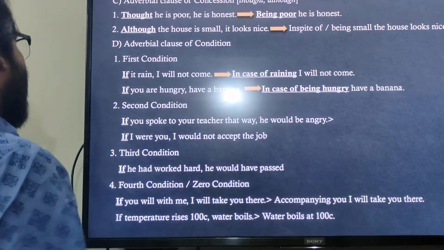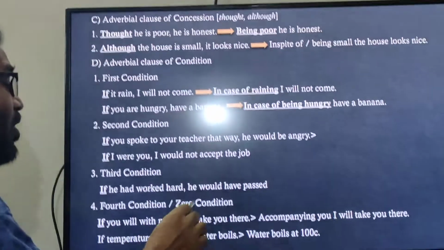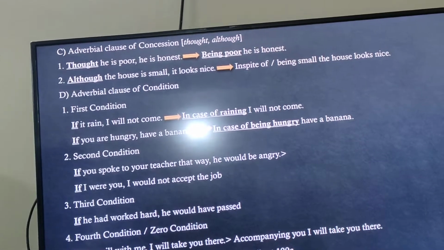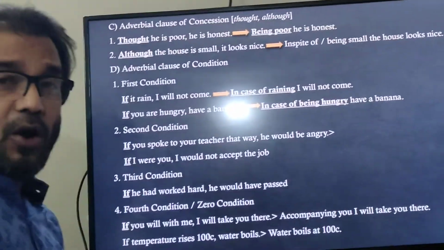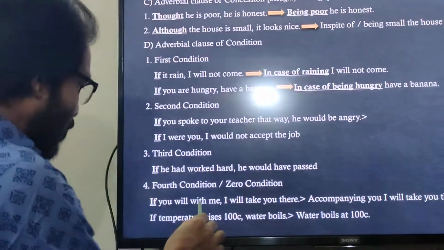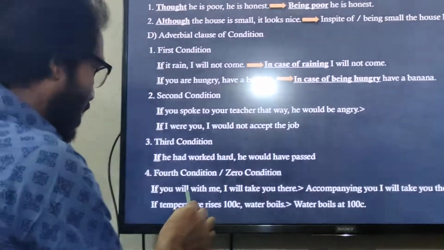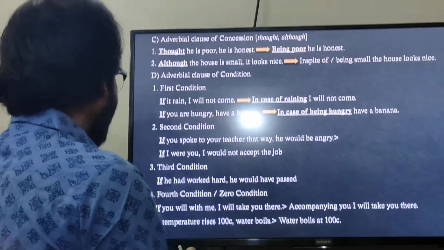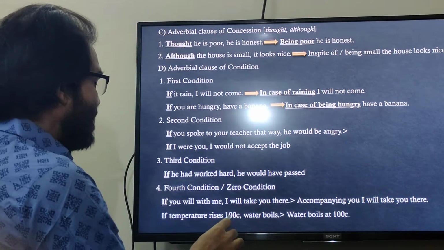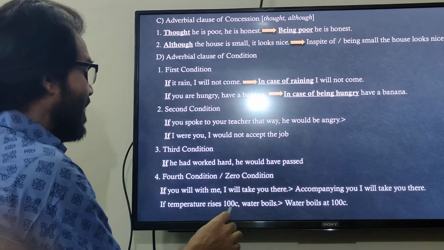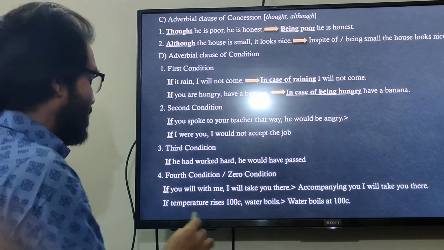Fourth condition, or zero condition. The fourth condition usually expresses a scientific idea or natural truth. If you will be with me, I will take you there. If temperature rises to 100 degrees Celsius, water boils.